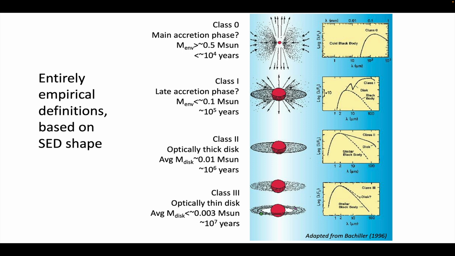But the really important thing here is that those definitions are entirely empirical, and they are based entirely on the shape of the SED. The interpretation is the next logical step, but the shape of that SED is what's defining those classes. And then you get an additional perturbation that people start throwing in nomenclature. So class zeros are sometimes also called protostars.